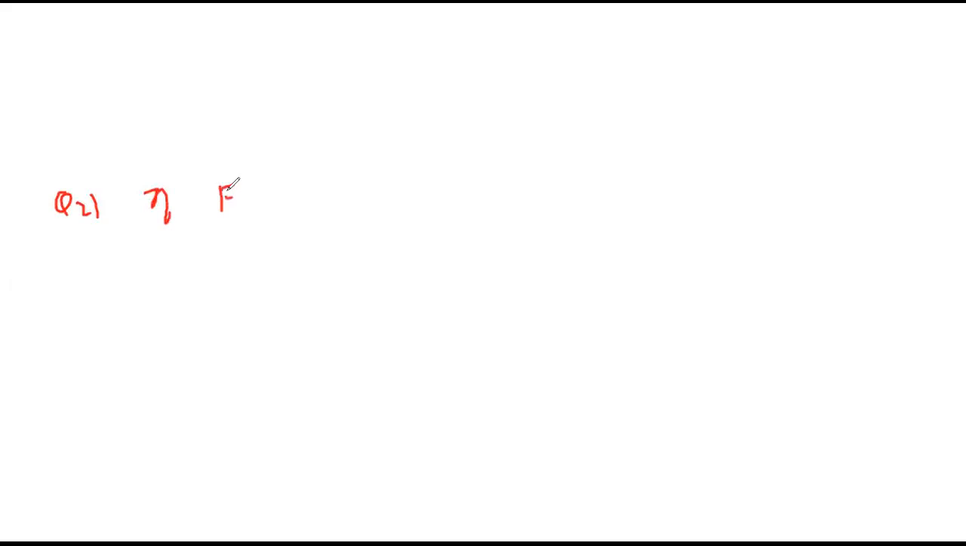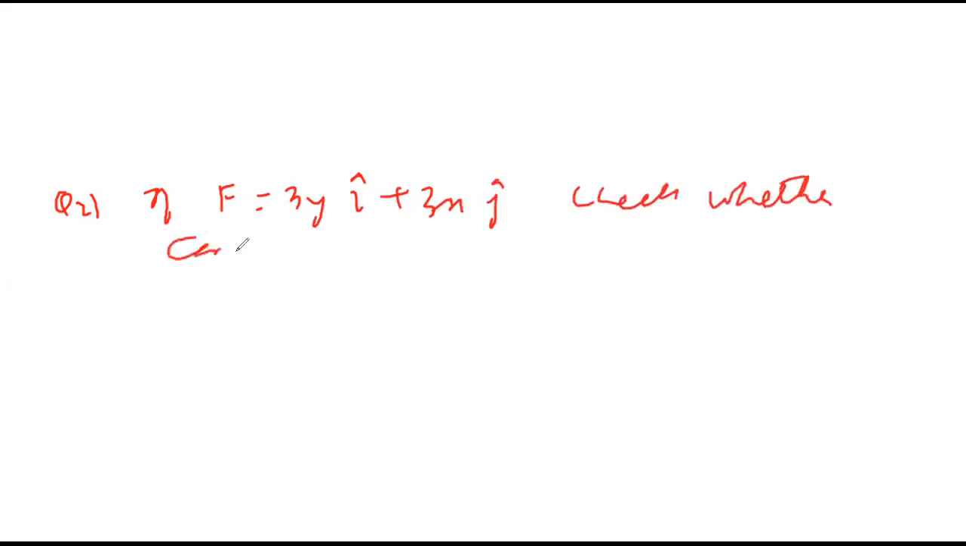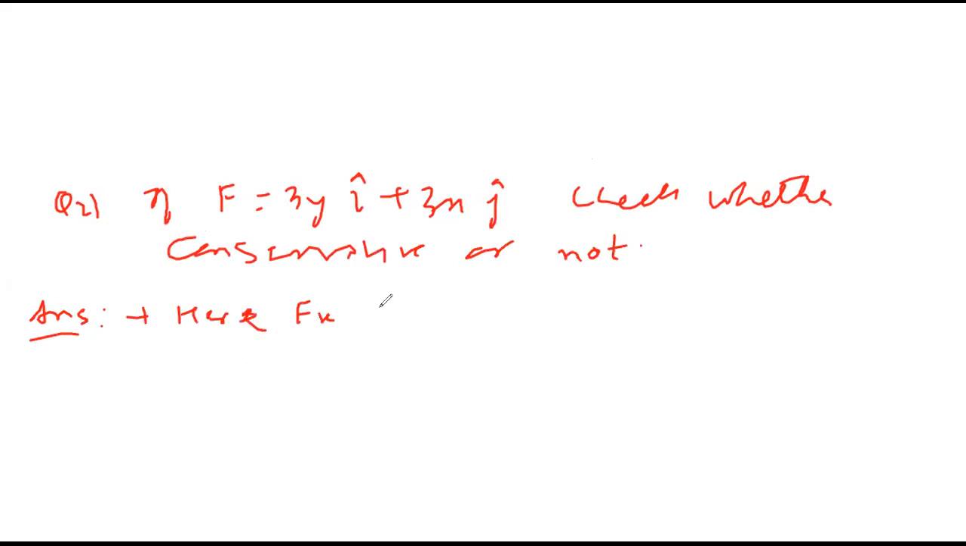If F is 3y i cap plus 3x j cap, check whether it is conservative or not. Here the x component of force is 3y and the y component is 3x. Z is 0.